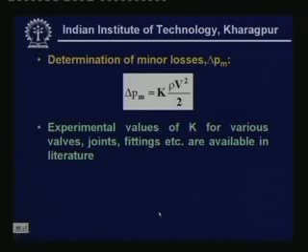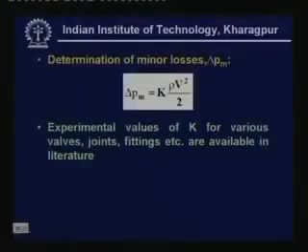So, now let us look at the determination of minor losses. As I mentioned, minor losses are due to change in cross section and also due to change in the direction. Normally, when the cross section increases gradually or reduces gradually, there will not be any significant losses. But when the cross section increases steeply, then there will be boundary layer separation and there will be losses. So, these losses are known as minor losses.